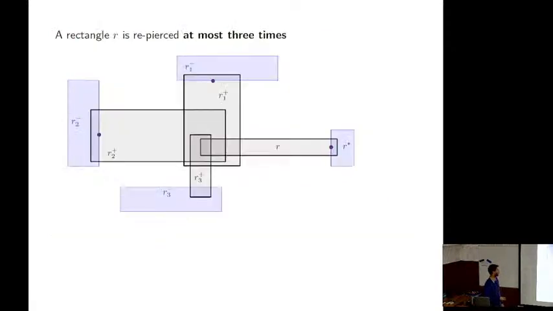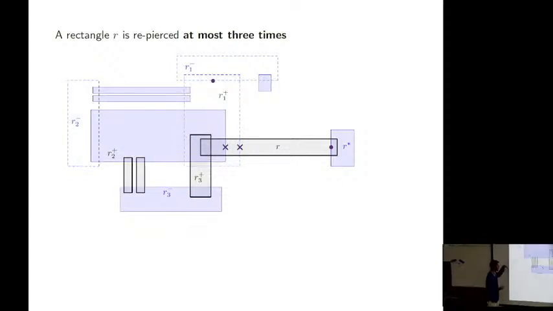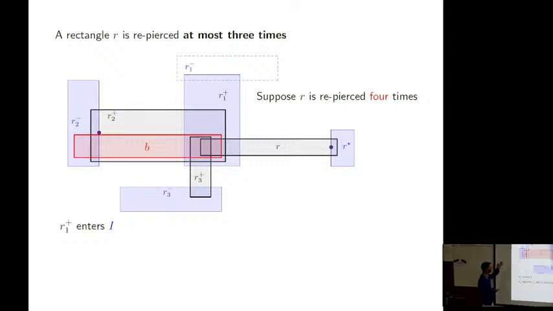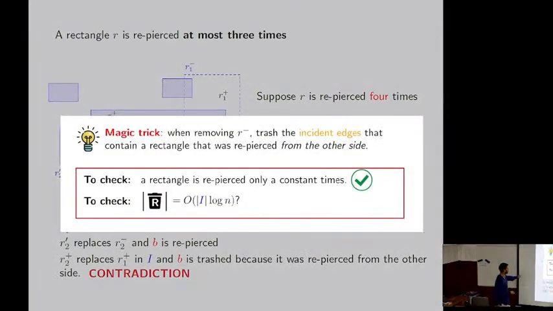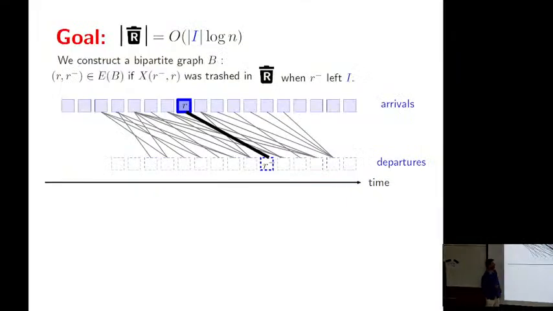I'm not sure if I have the time to go over the details, but here is an example where it's repierced at most 3 times. Basically this rectangle R will be repierced by these 2 guys that will enter the independent set in sequence. So we can prove that we cannot do more than this. So I assume that this is okay. Now how do we do that? There is a nice trick.